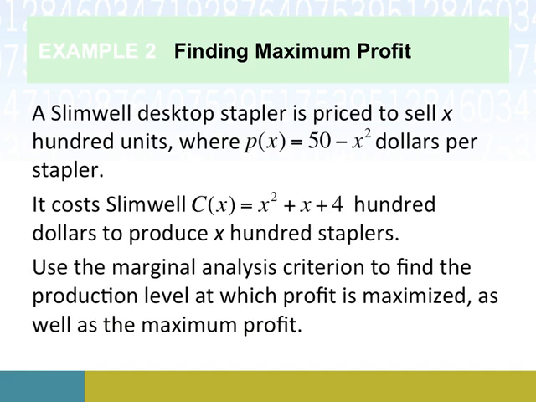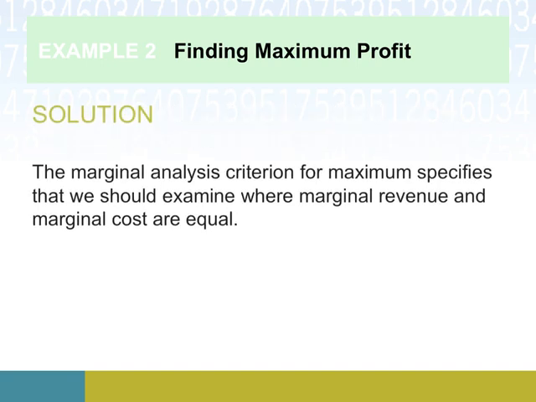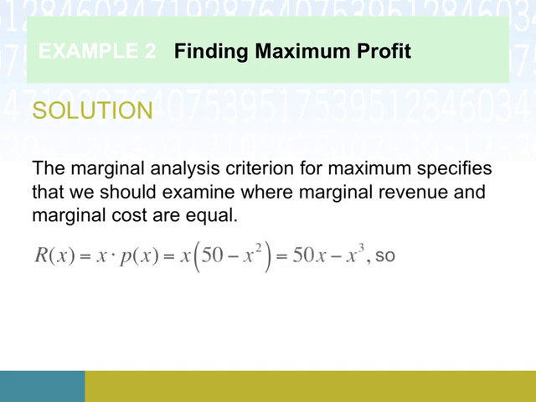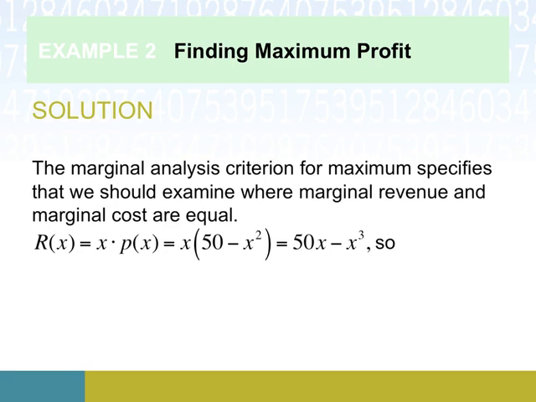So actually, this is a big fancy phrase, marginal analysis criterion for maximum profit, but really what we're doing is finding the derivative of the profit function, setting it equal to 0, and solving. Basically we're going to find marginal revenue and marginal cost. So we're saved the trouble of finding a profit function to begin with, but we could have done that for the sake of being systematic. Revenue, as always, looks like number of units sold times price per unit. So we're just going to borrow the price function that was thrown at us in the beginning and expand. So 50x minus x cubed is our revenue function.